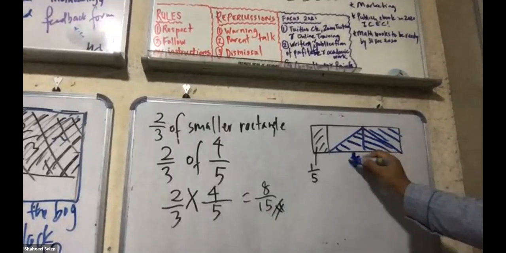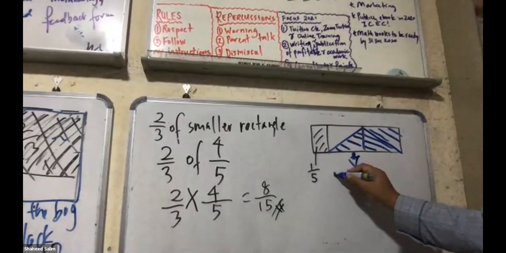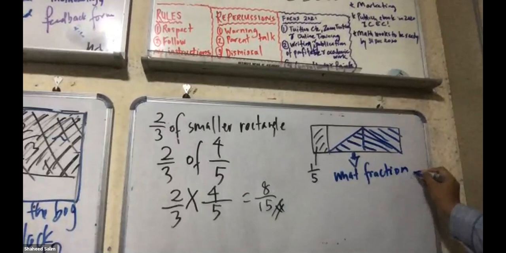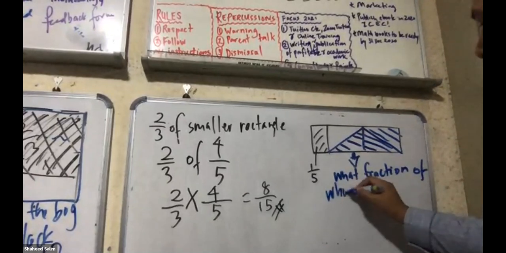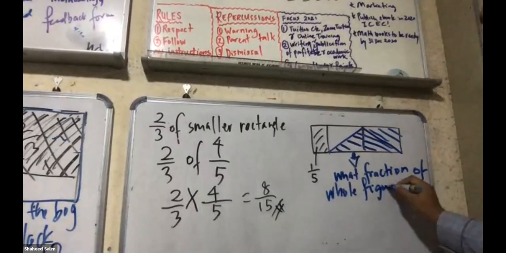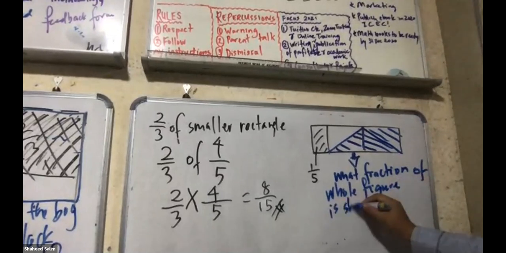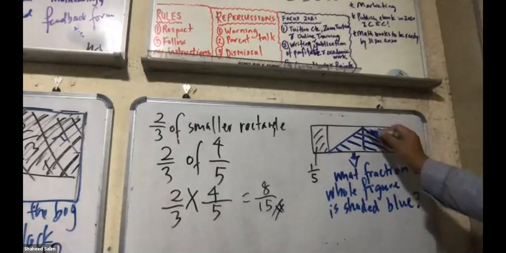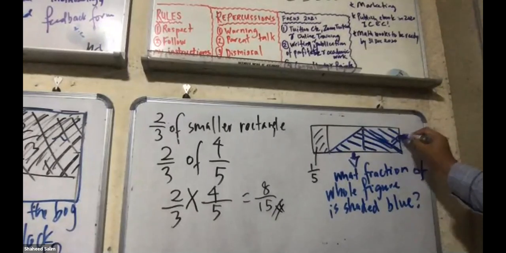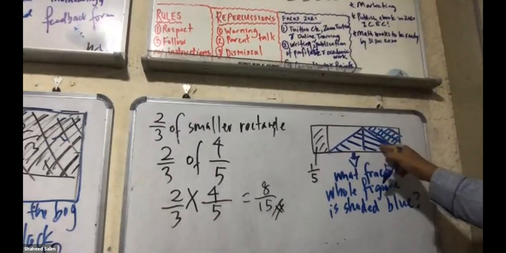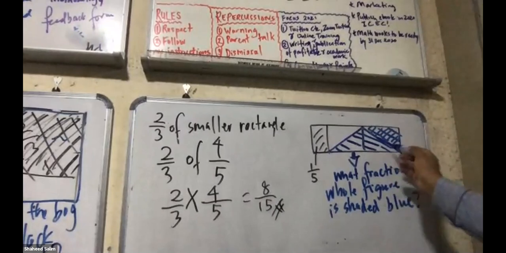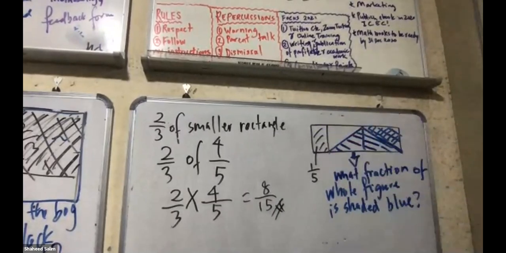So the question is, what fraction of the whole figure is shaded blue? Notice down here there is one triangle. This is the same as this, same as this, same as this. So I want to find what fraction of the whole figure is shaded blue.